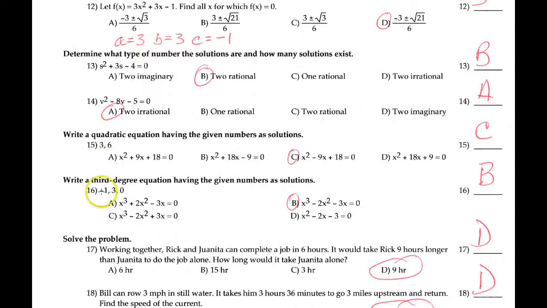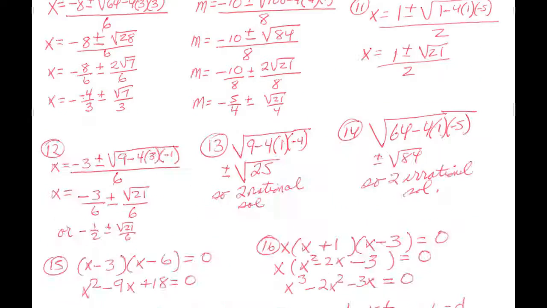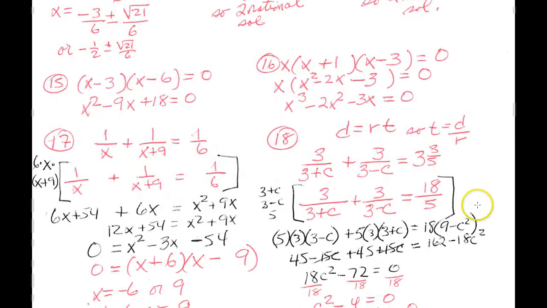Now for number 15 and 16, they're asking if these are our answers, what were the equations that led to them? Okay, so with that in mind, let's look now at what we had. Well, the answers were a positive 3 and a positive 6. So we are working backwards. We put it in its factored form. We then FOIL this, and we got this.